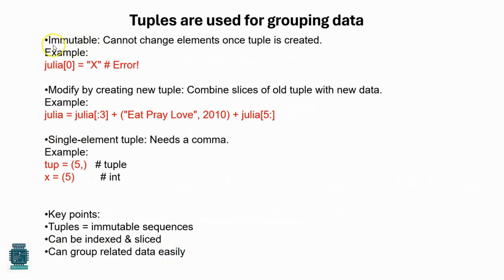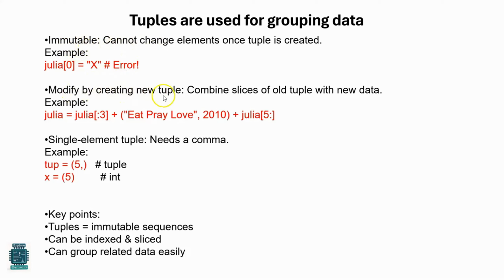And tuples are immutable, which means we cannot change the elements once the tuple is created. I have already created the tuple which is julia. I cannot change it. Got it? I cannot change the 0th index. If I want to change, it will show an error. That's why it is called immutable, which is not changeable.